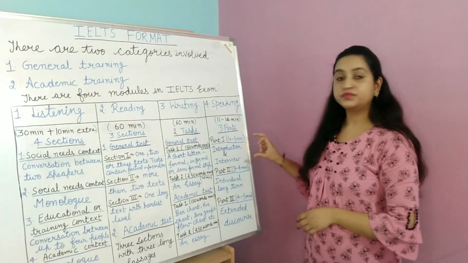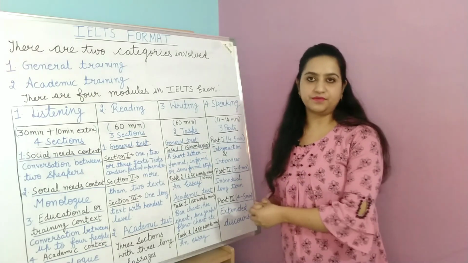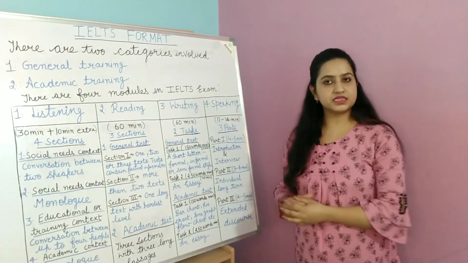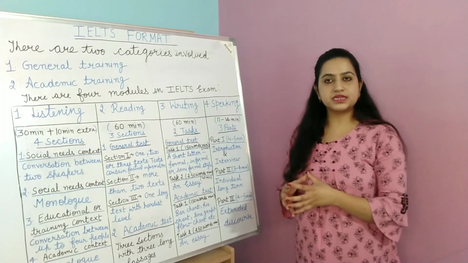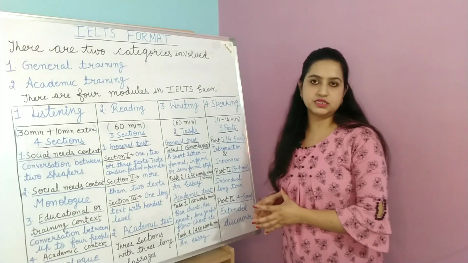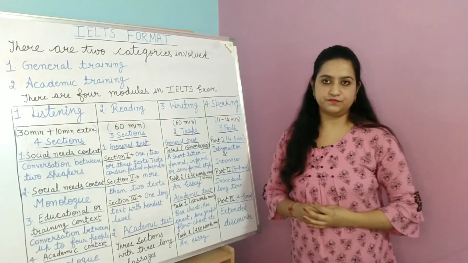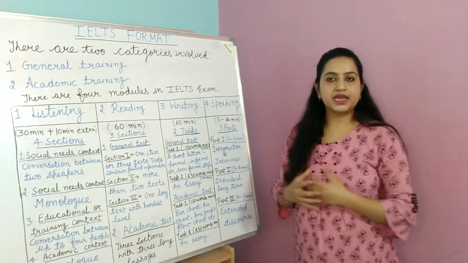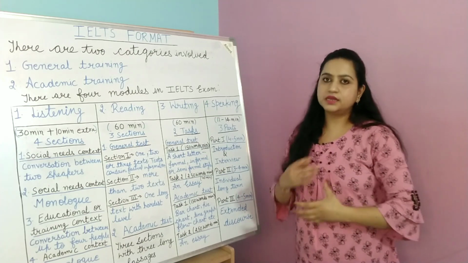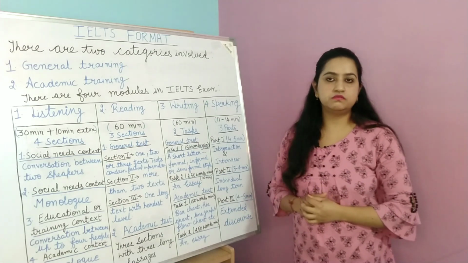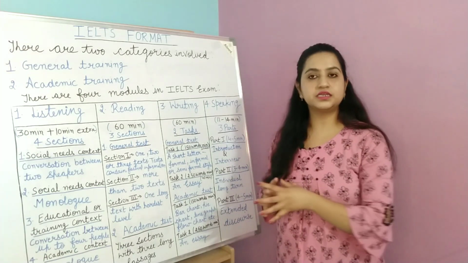Part number 1. The time limit is 4 to 5 minutes. This part is known as introduction and interview. In this part, the examiner firstly introduces himself or herself and then asks questions about yourself. For example, he can ask questions like, tell me about yourself, what are your hobbies, tell me about your hometown, etc.